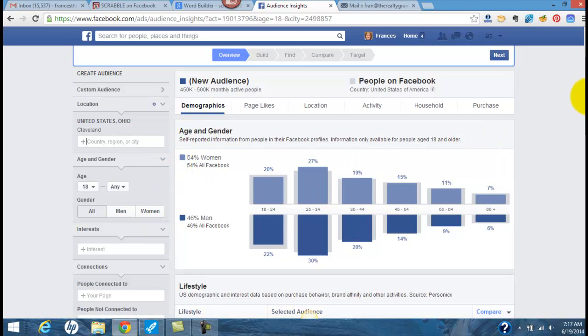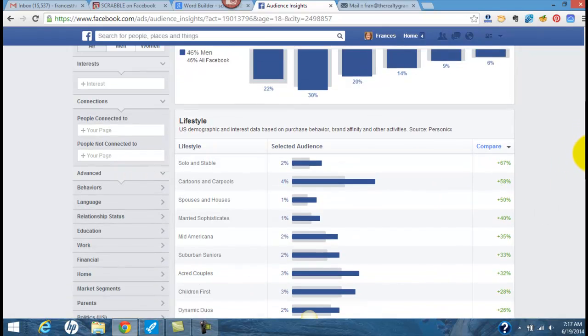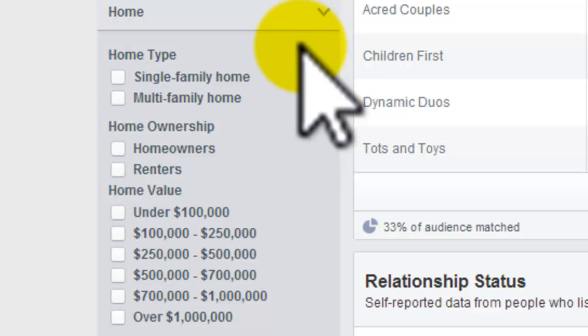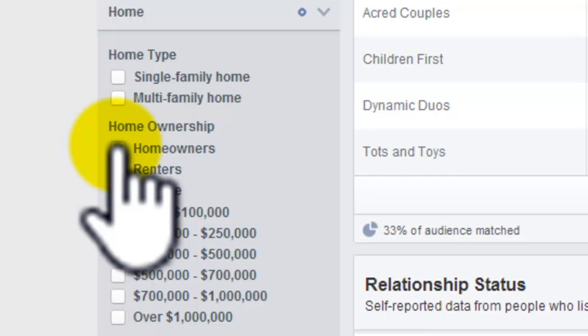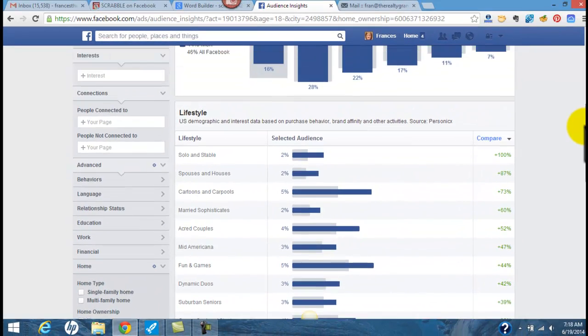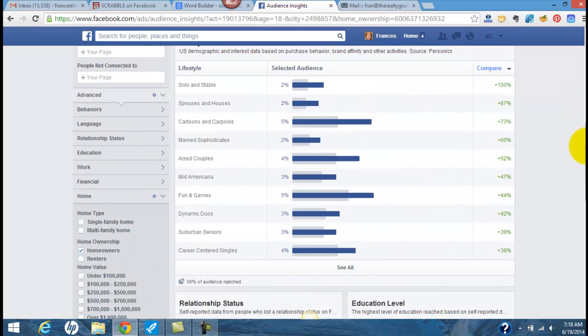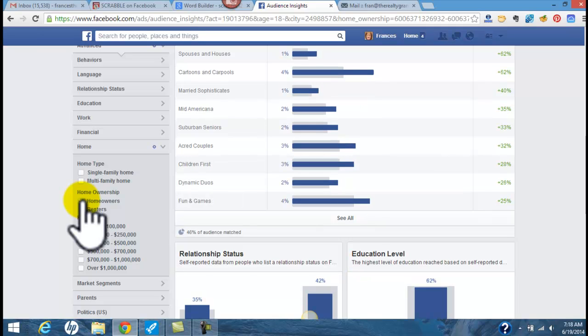And what is the demographic? Well, we can do lots of really neat things here. As a matter of fact, if we look under home, we can see people who are homeowners. What is Facebook telling us here? They're telling us that about half of the folks are owners and about half are renters.